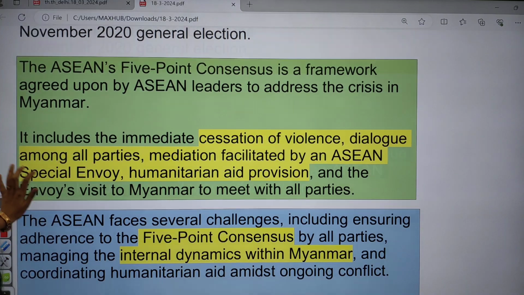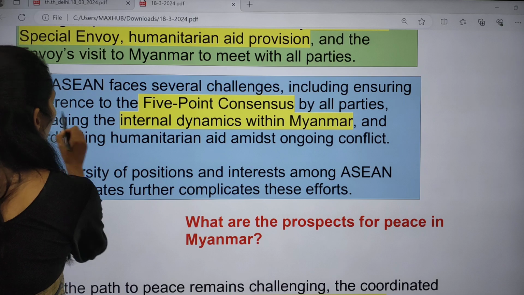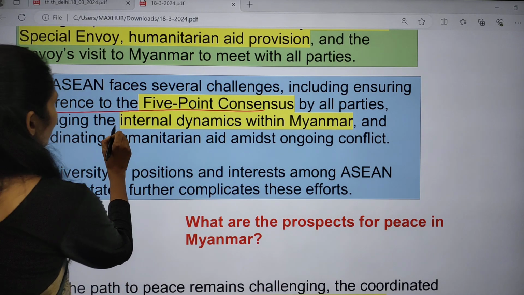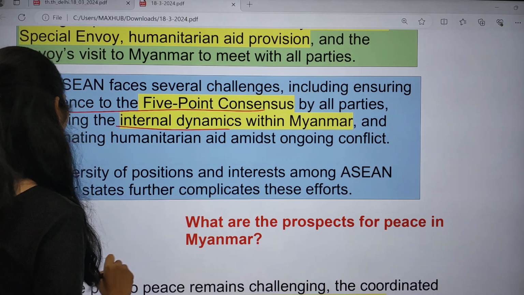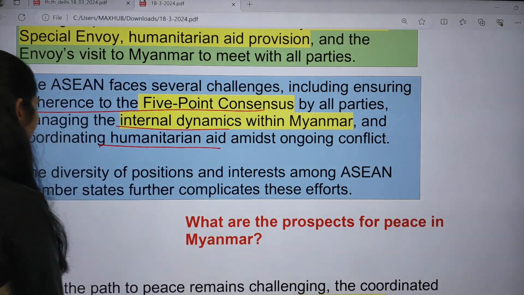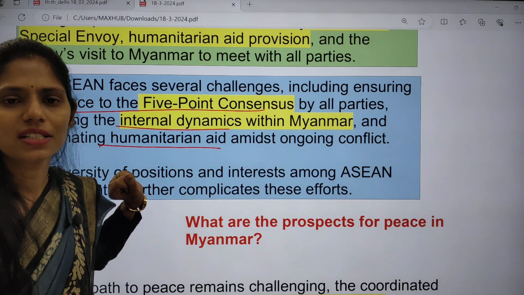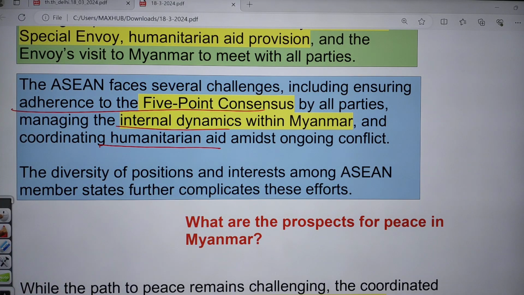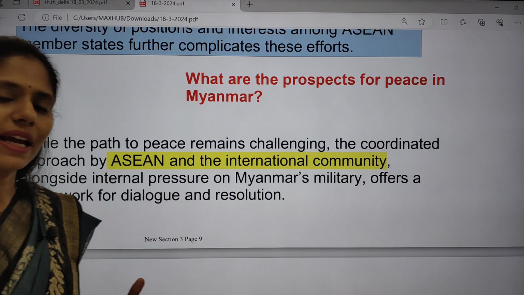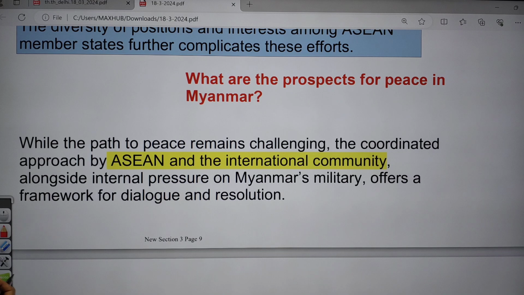And ASEAN faces several challenges, for example, adherence to the 5-point consensus by all the parties, managing internal dynamics within Myanmar, and even coordinating the humanitarian aid. Okay, so all these things are the challenges mainly faced by ASEAN. And if you're talking about the prospects, how can we bring peace in Myanmar, what are the measures or what are the needs, that we are going to discuss now.